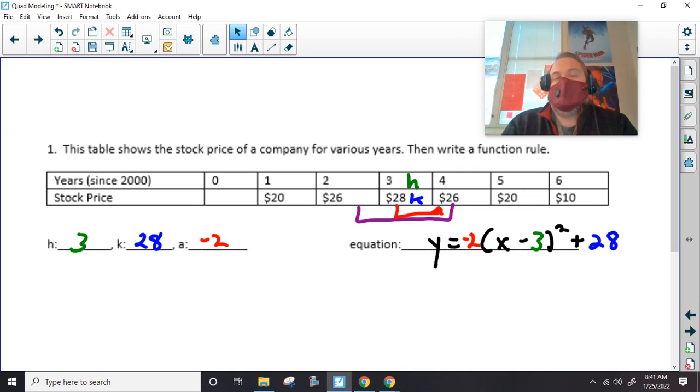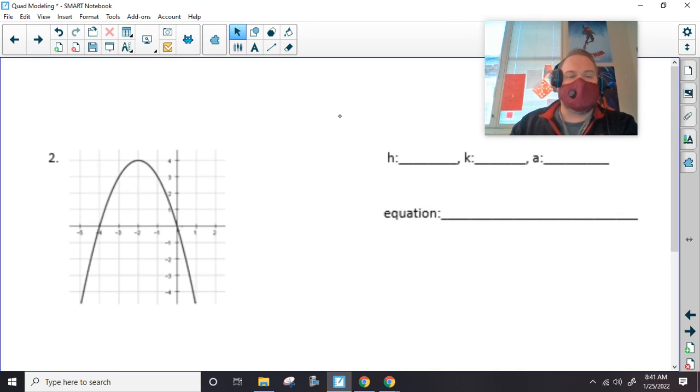Now, there is probably a different way to do this, but it could be a little bit more difficult. We were just filling out the X and Y things. We know that the H and K goes in the middle, so why don't we just build off that? All right. Let's look at number 2.